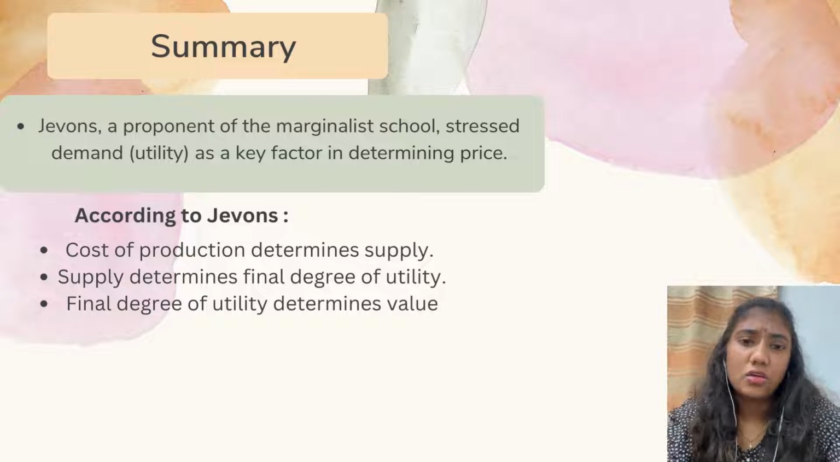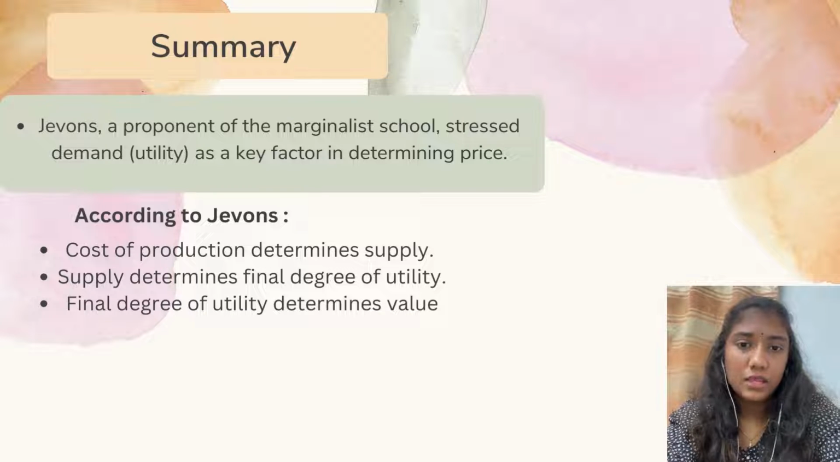Why then does cost of production not determine value? In his argument against the labor theory of value, Jevons said that labor itself has an unequal value since there are infinite variations in its effectiveness.